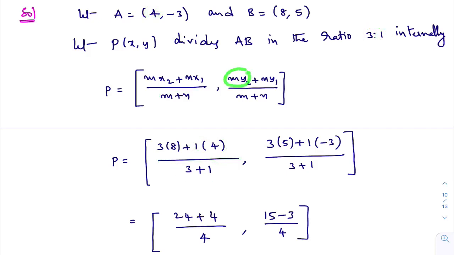m y2. m is what here? 3. y2. What is y2? y2 is 5. See here, 3 into 5. Plus n y1. What is n? n is 1. y1. y1 is what? Minus 3. Divided by m plus n, 3 plus 1. I hope you are understanding.